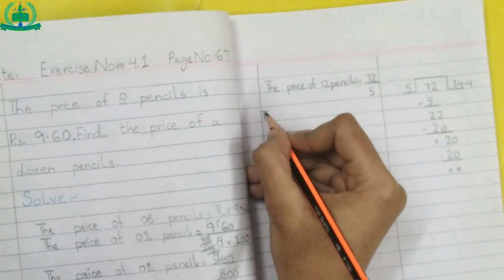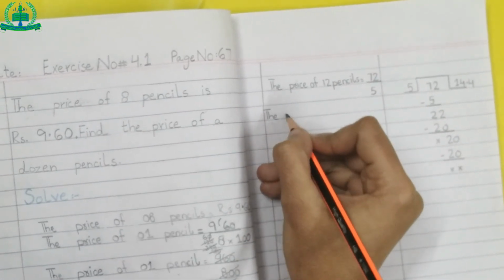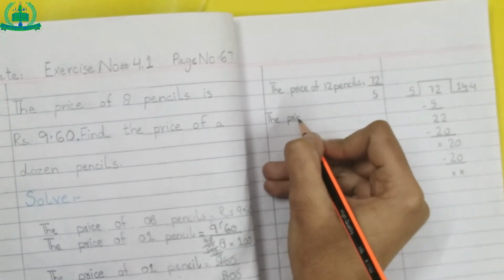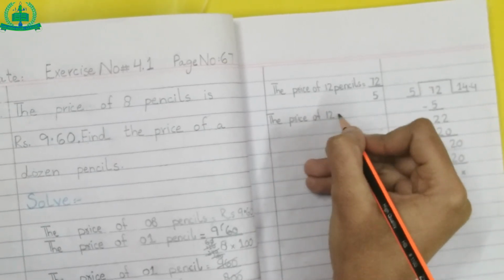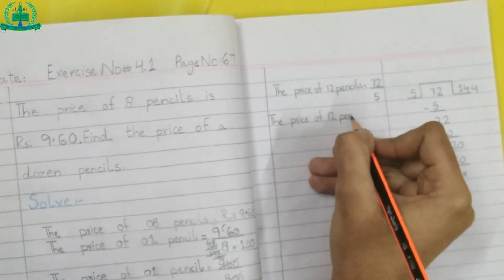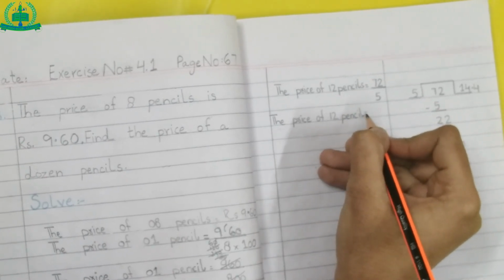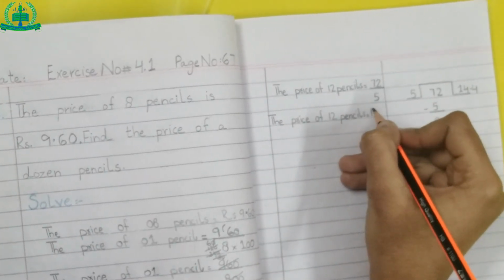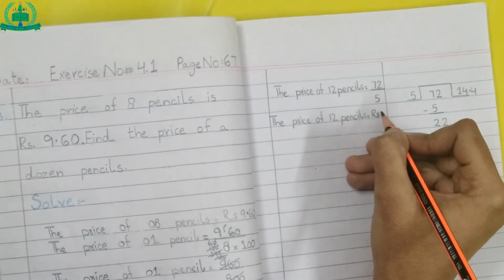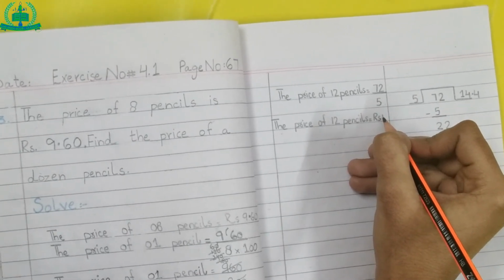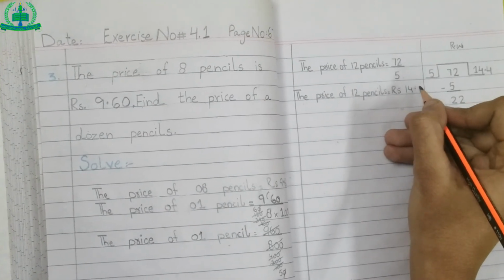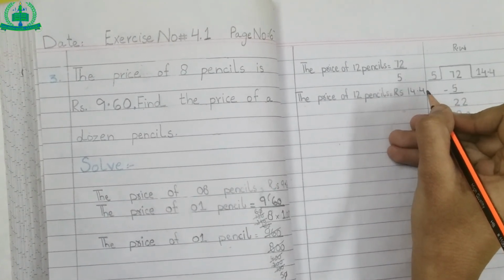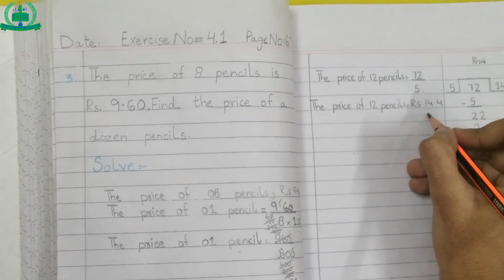The price of 12 pencils is equal to rupees 14.4. This is answer.